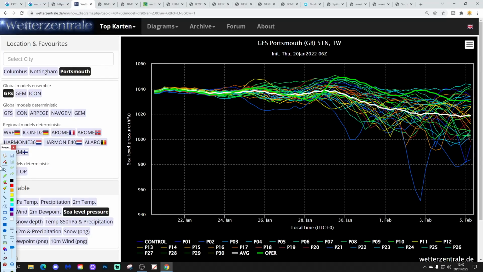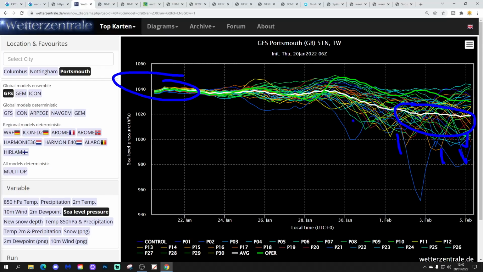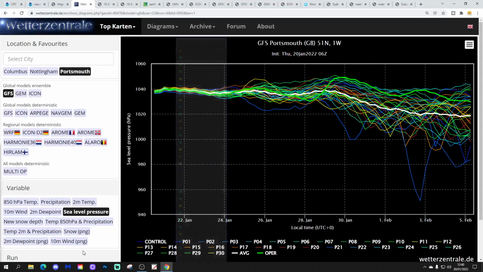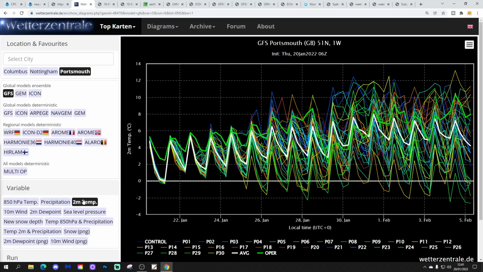This is how mean sea level pressure is looking. Now, this doesn't look as though it's dropping all that much, really, does it? So we're starting off at around 1,040 millibars. It does eventually, by the early February period, get down to like 1,020 millibars, but that's still pretty high. Except for a few outliers, there's not really all that much sign of low pressure on the south coast. So the Azores high is not going to give up without a fight with this.